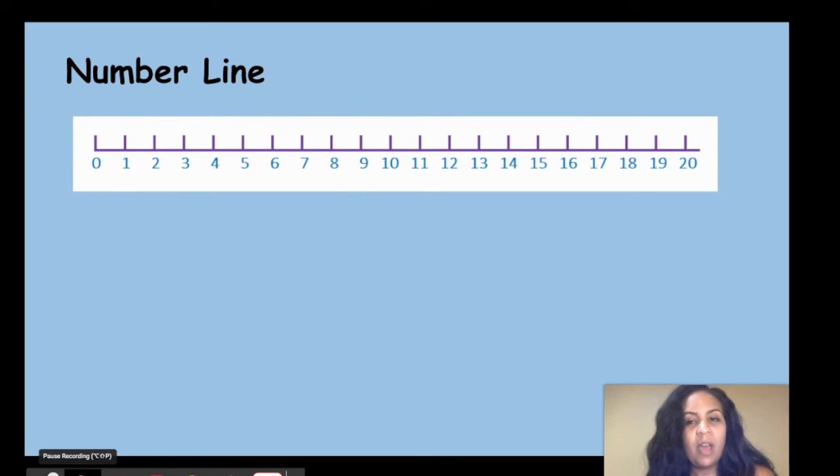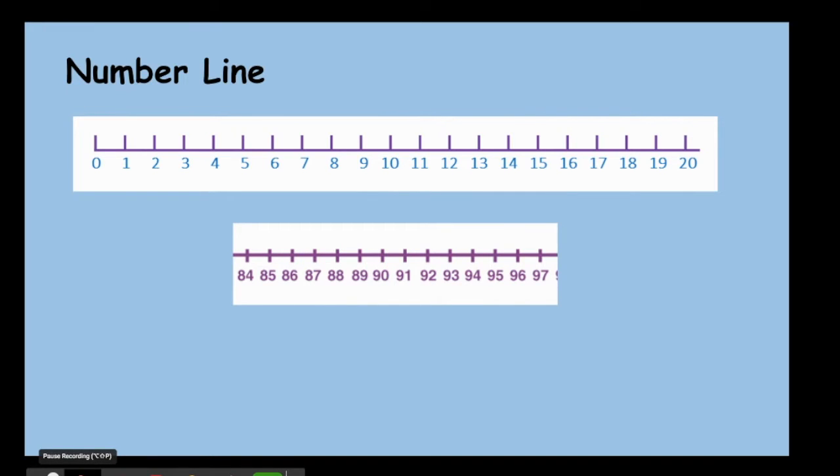Did you know that you do not always need to use the whole number line? You can use a piece of the number line if you need to. I'll show you. Let's look at this number line. It's only showing us the numbers from 84 through 97. In other words, you only use the part that you need from this number line.